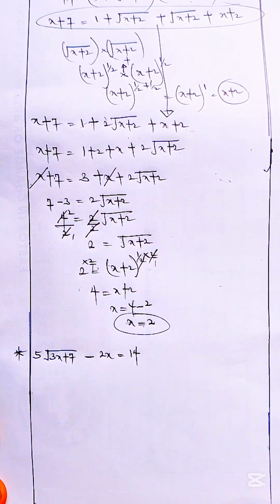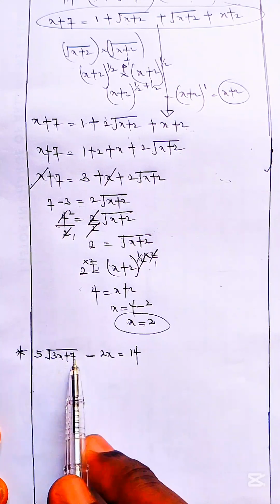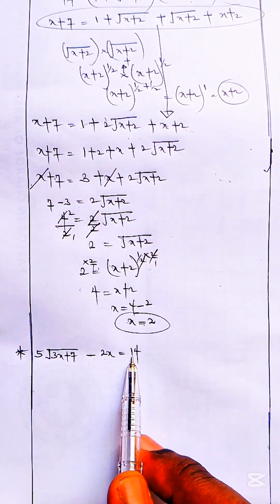Okay, there's a second example. Now look at this. We are asked to solve for x in 5 root 3x plus 7 minus 2x equals 14. Now, how do we solve for x here? How do we go about it?